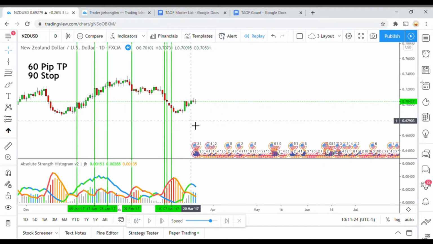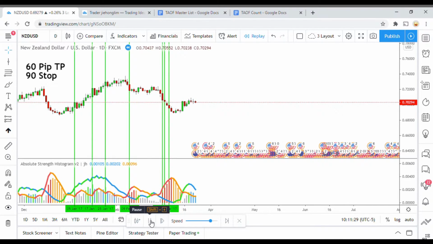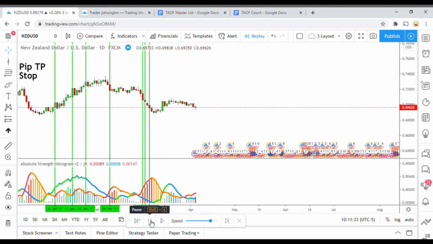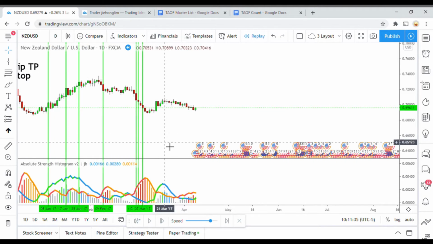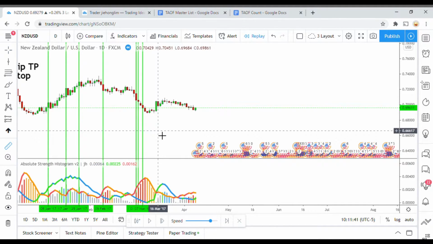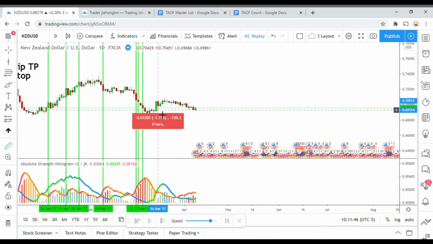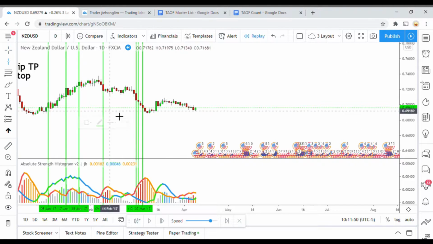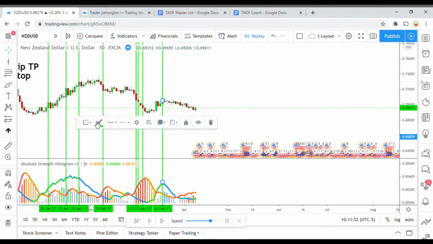There we go. We get a green signal right here on this one. Let's go ahead and play it forward and see what it does. Right now it's just kind of chopping sideways, not really moving at all. Looks like we eventually get stopped out over here as we get a flip to the other side. Definitely did not get to take profit.